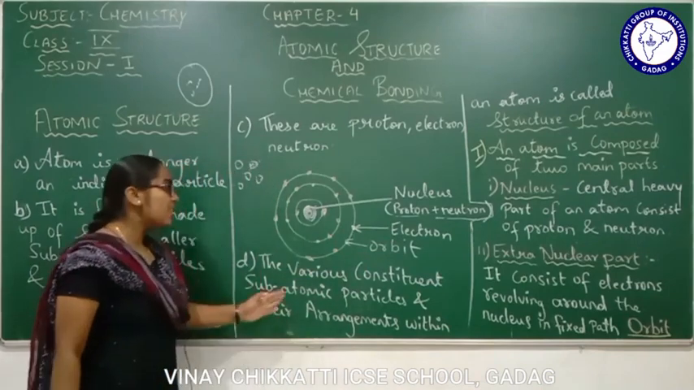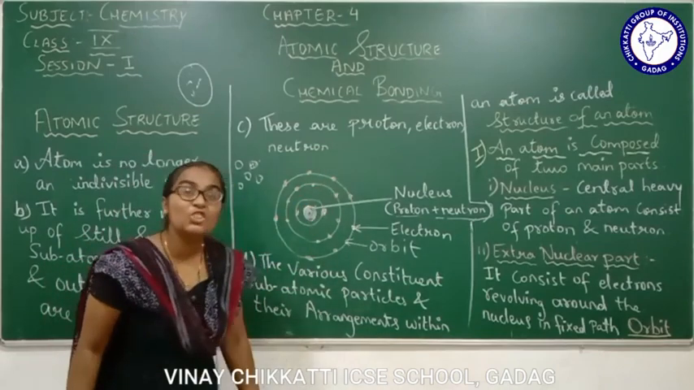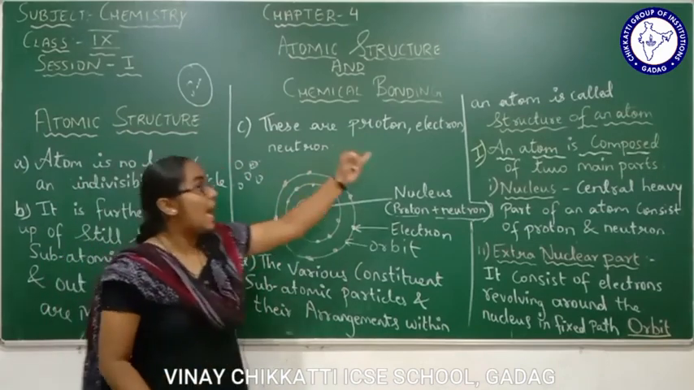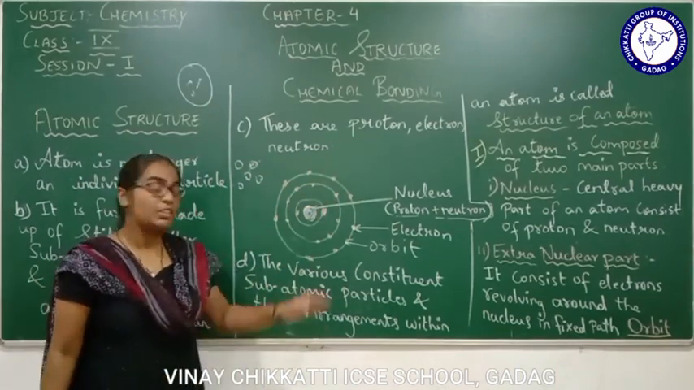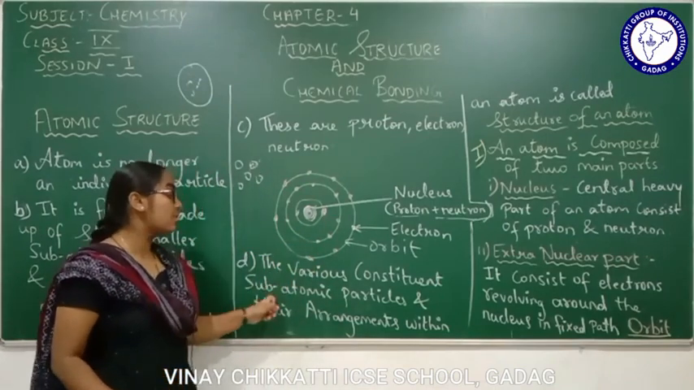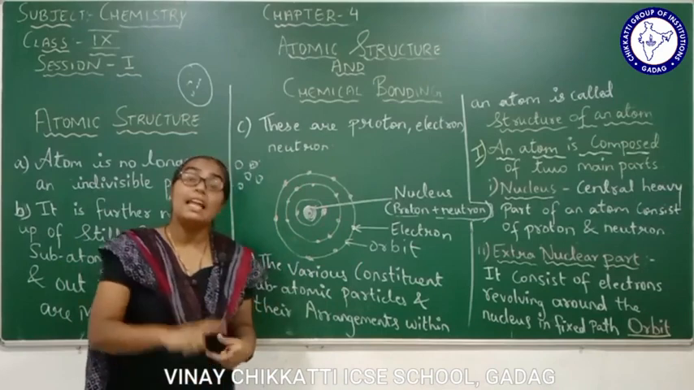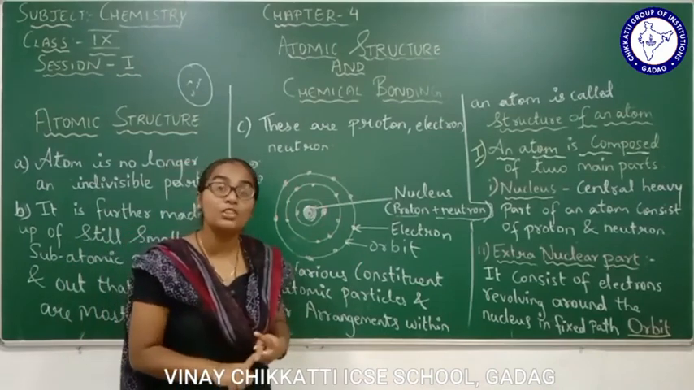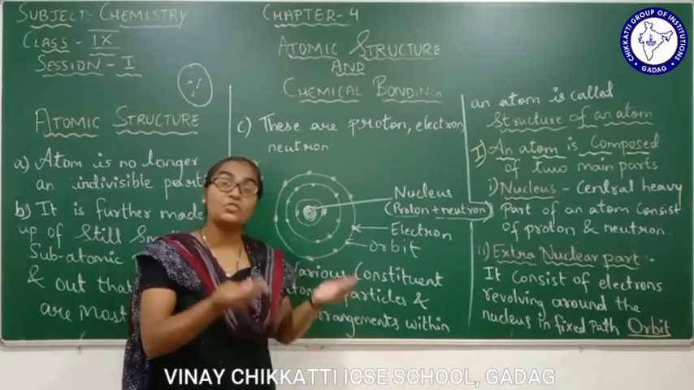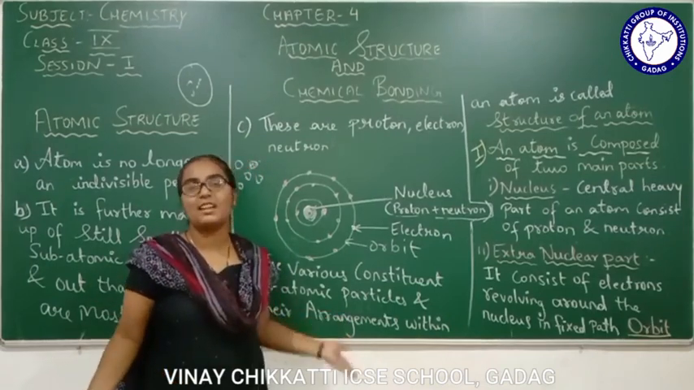Okay. Now, the various constituent subatomic particles and their arrangement within an atom is called the structure of atom. Now, what is the structure of atom? The arrangement of subatomic particles. Whatever the subatomic particles are there, their arrangement should be there, right? The most important word is arrangement. If we say only that it consists of subatomic particles, but we are not describing its location or arrangement in the atom, we cannot describe the structure of atom.